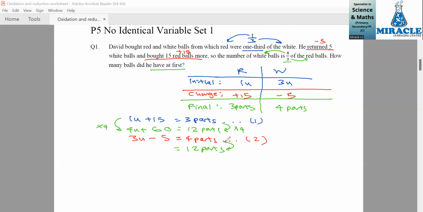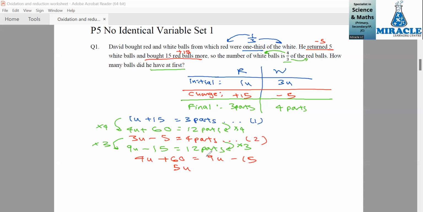Now for the second equation, in order to get 12 parts from 4, we must multiply it by 3. So do the same for the left-hand side. 3 times 3 gives us 9u, minus 5 times 3 gives us minus 15. So now we have 2 equations, and we realize that these 2 equations have the same number of parts on the right-hand side, correct? So this means that 4u plus 60 is equals to 9u minus 15, since they both equal 12 parts. So we have 4u plus 60 equals to 9u minus 15.